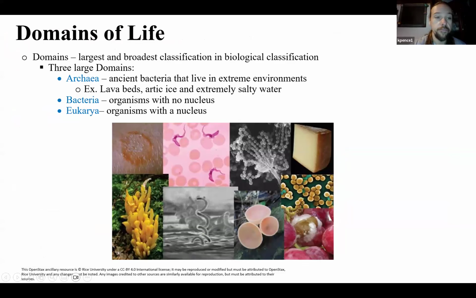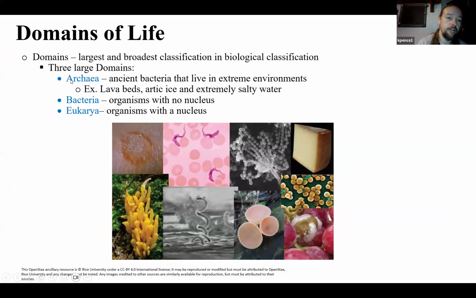So it starts off with the domains of life. We're actually going to work our way through the different domains and then into the kingdoms of life. So domains, again, is my biggest taxonomic level, and there's only three domains. Every living thing should fit into one of these three: the archaea, the bacteria, and the eukarya.